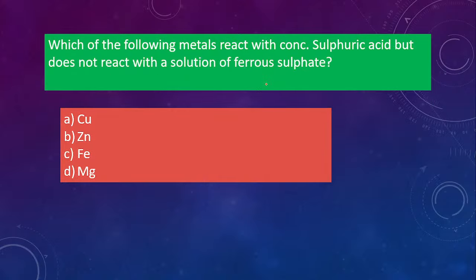Which of the following metals reacts with concentrated sulfuric acid but does not react with the solution of ferrous sulfate? ओके, कौन सा आफ्टर दिस कौन सा सल्फ्यूरिक एसिड के साथ रिएक्ट करेगा लेकिन फेरस सल्फेट के साथ रिएक्ट नहीं करेगा? सो ये ऑल्सो कम्स द रिएक्टिविटी सीरीज से भी मालूम पड़ जाएगा. सो इफ यू वांट टू ट्राई, ओके 5 सेकंड्स.